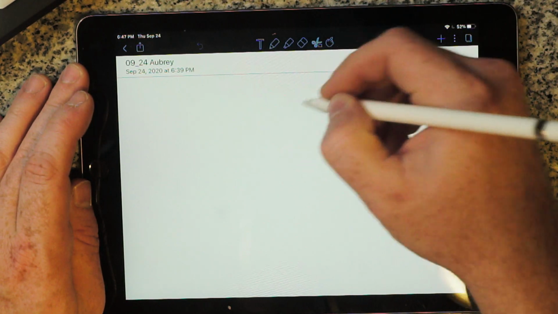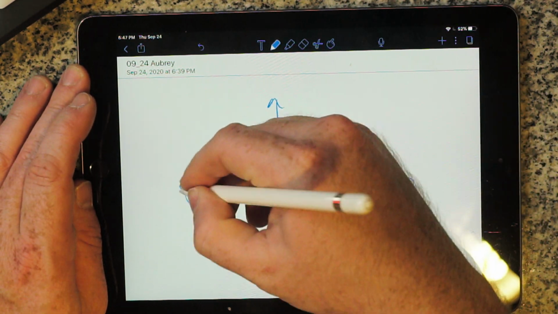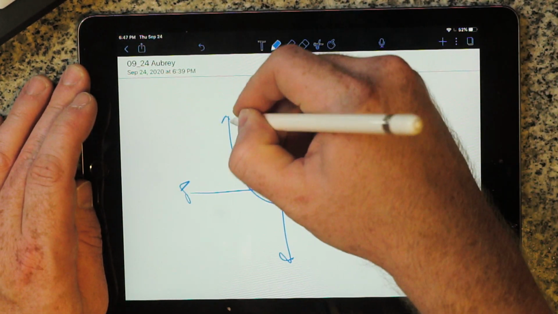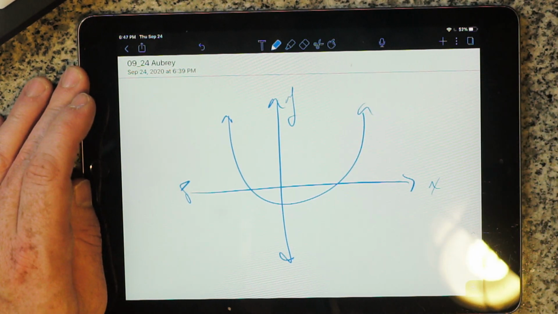X being 0? Y being 0? We're talking about y being 0, and then the question would be, at what x value is y equal to 0? And we've got a graph here, something like this, you might see. So obviously this is the y-axis and this is the x-axis.